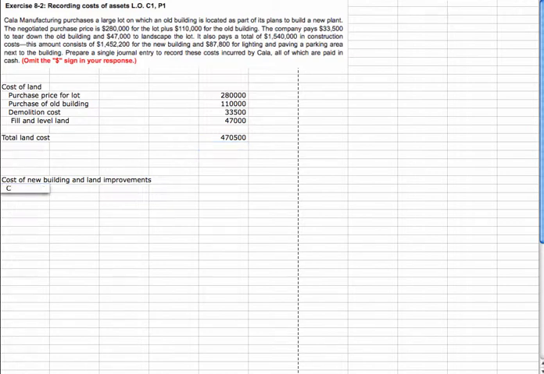So the cost of the new building, as they tell us here, is $1,540,000. However, it's not total because they broke it up as $142,200 and $87,800. So it's not $1,540,000, it's $1,452,200.